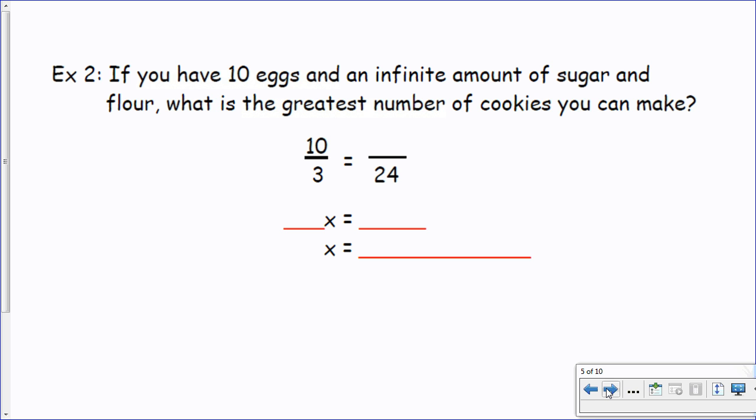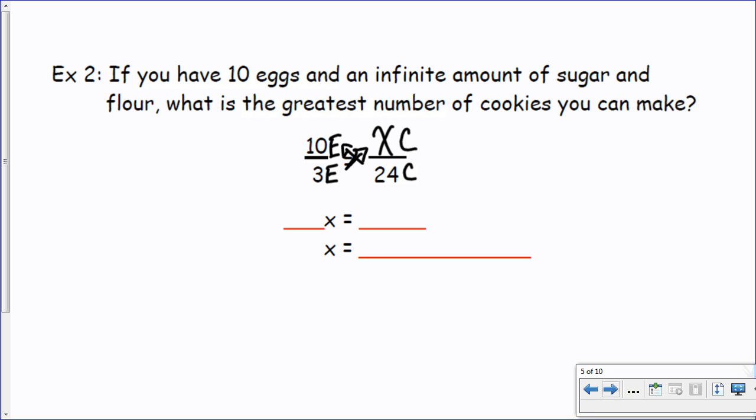For example, if you have 10 eggs and an infinite amount of sugar and flour, meaning you've got a giant bag of both, how many cookies can you make? Well, we take our original equation and we say, okay, we're going to relate 10 eggs, what I'm given in the problem, to the number of eggs in the recipe, 3, as x cookies is to 24 cookies. And then we go ahead and cross multiply and solve our proportion.